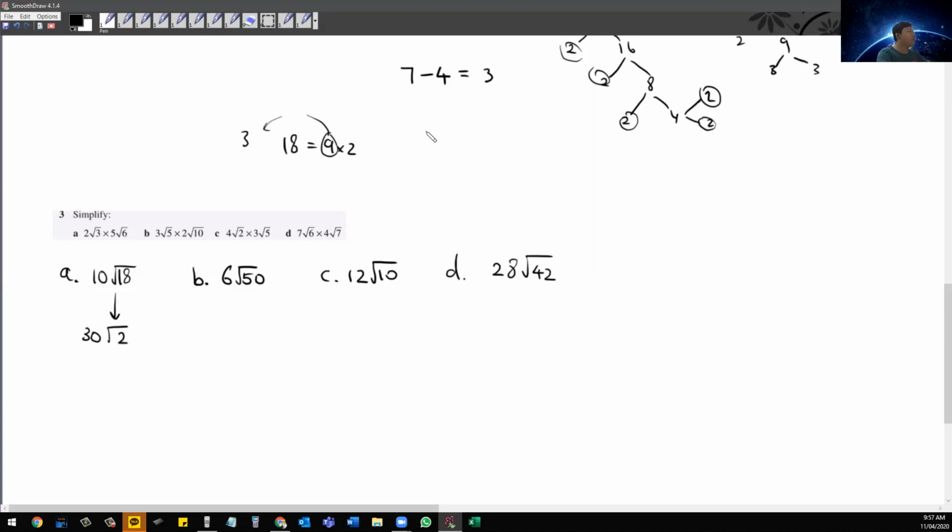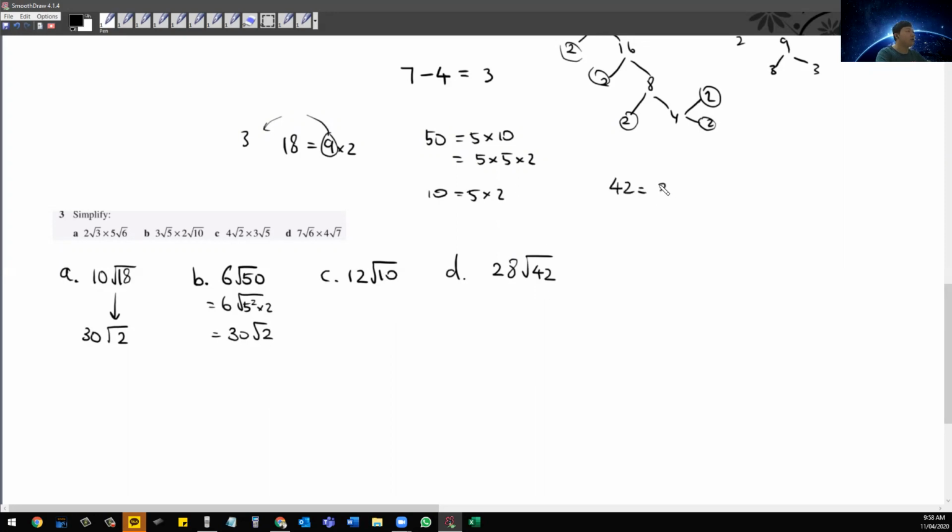What about 50? 50 is 5 times 10, 5 times 5 times 2, so that's right. So this is the same as 6 times 5 squared times 2, so that can come out. It's 30 root 2, right? Same as that as well. 10, there's no square in it, right? So just leave your answer like that. 10 is just 5 times 2. There is no square, so you can't take out anything.